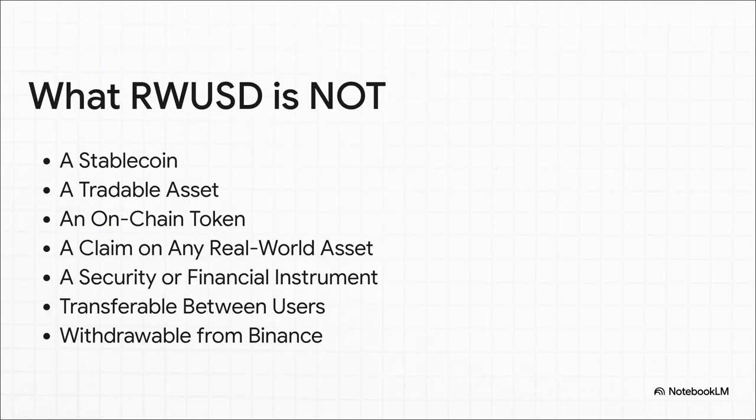Now let's be super clear here, because understanding what this thing isn't is just as important. RWUSD is not a stablecoin like USDT or USDC. You can't go trade it on the market. It's not an on-chain token that you can withdraw to your own private wallet. And holding it doesn't mean you have a direct claim on some specific treasury bill in a vault somewhere. It's really just an internal IOU, a way for Binance to track your position within their system.